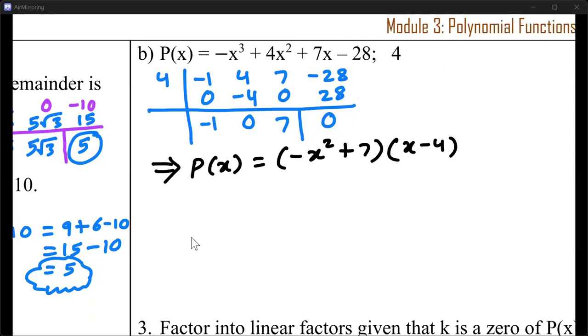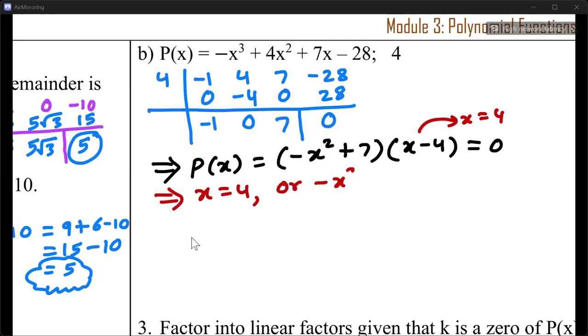Now what do we want to do? We want to find all the zeros, right? Set it equal to 0. So from this last factor, you get x equals 4, which is already given. The other zeros will come from minus x squared plus 7, right? So you write here in the next step, this implies either x is 4 or minus x squared plus 7 is equal to 0.